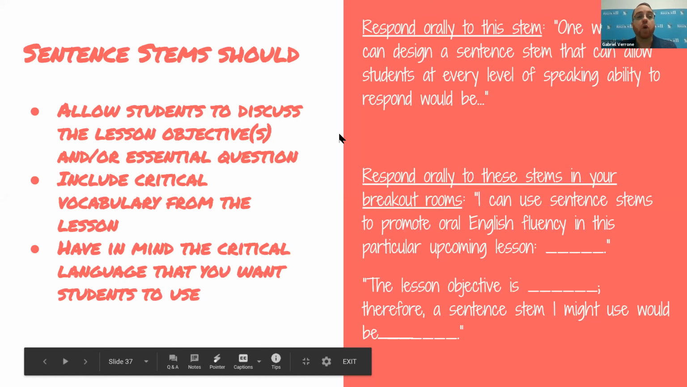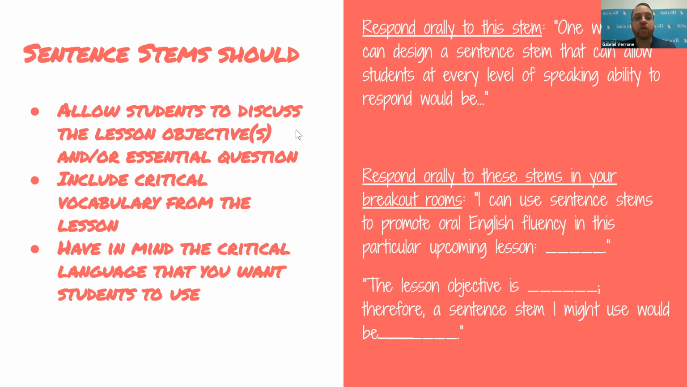All right, so sentence stems should do the following. They should allow students to discuss the lesson objective and or essential question. You only have so many times students can talk. If you're in a classroom setting, you have a bunch of lessons to teach, so you have to be very strategic about when your kids are going to talk and what they are going to talk about. Or if you're doing online, there's only so many times they're going to want to talk, because they're frustrated just like we are with virtual. So you really need to pick your moments, and you need to ensure that what they're saying is about what I want them to learn very specifically.